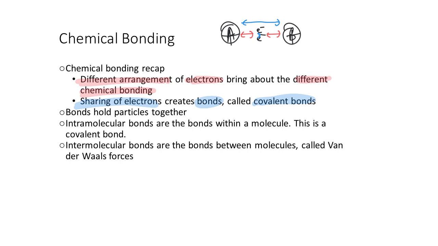A bond will hold particles together. We call them bonds, which are things that hold things together. An intramolecular bond is a bond within a molecule. That's the key idea: intra means within. These are the covalent bonds, whereas the intermolecular bonds are between molecules, and these are called van der Waals forces, or intermolecular bonds. So the key difference is this idea of within or between. Intra is within, inter is between.